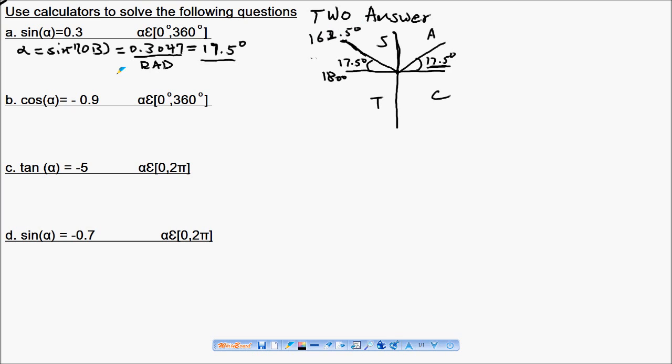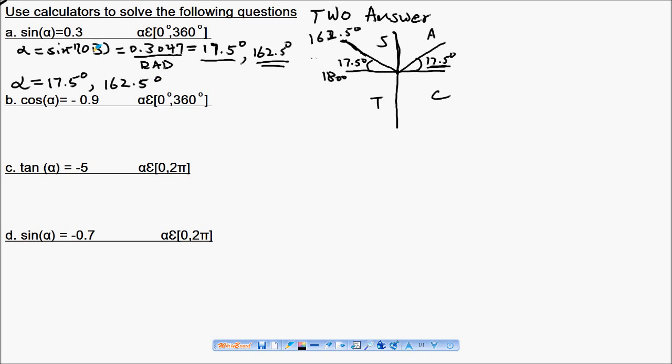So we have two answers there. Alpha will be 17.5 degrees or 162.5 degrees.